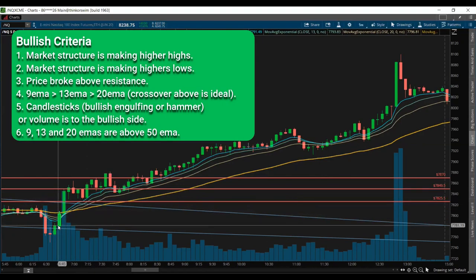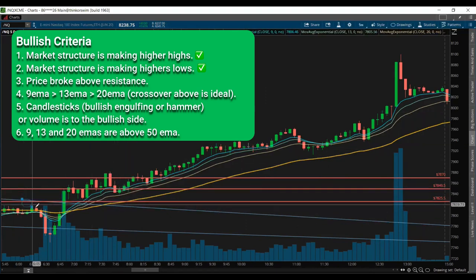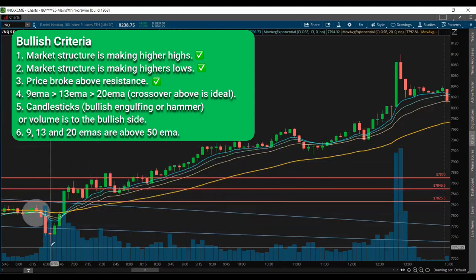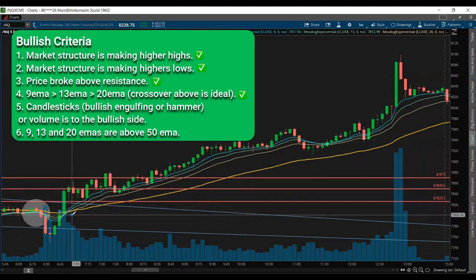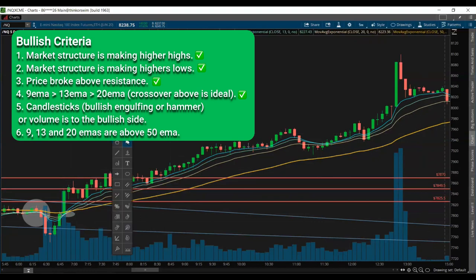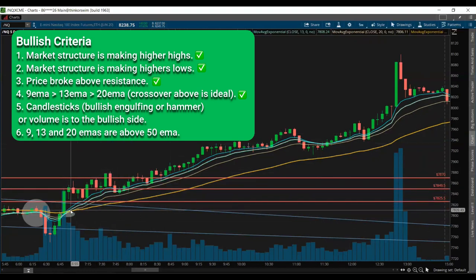Let's look at our checklist. We do have some of these criteria being met. We do see that market structure is making higher lows and higher highs. We broke above this resistance right here. So here's the first low, making a higher low right here and consolidating above that resistance, now support. We do see that the EMAs, the 9, 13, and 20, are crossing above each other right here. And they're also above the 50 EMA.